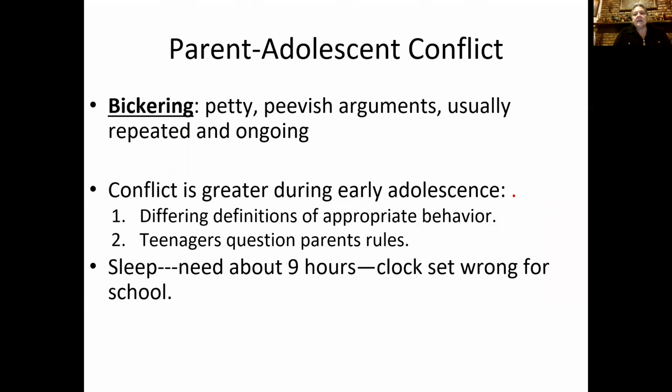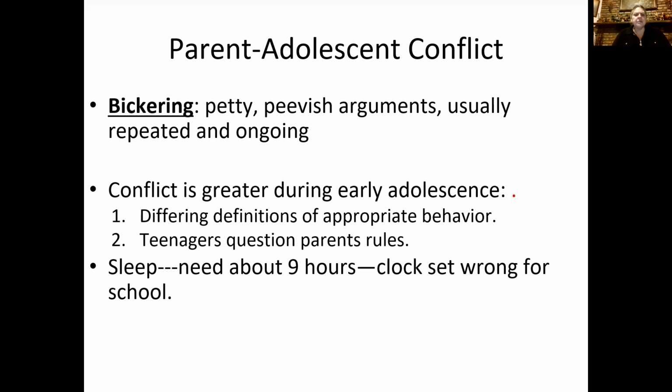I mentioned previously in our other video that at the beginning of adolescence, we see a lot of bickering, which is petty, peevish arguments, usually repeated and ongoing. This conflict with parents and with siblings is escalated during this time. However, towards the end of adolescence, this type of bickering and arguing seems to subside. The conflict is greater during early adolescence.